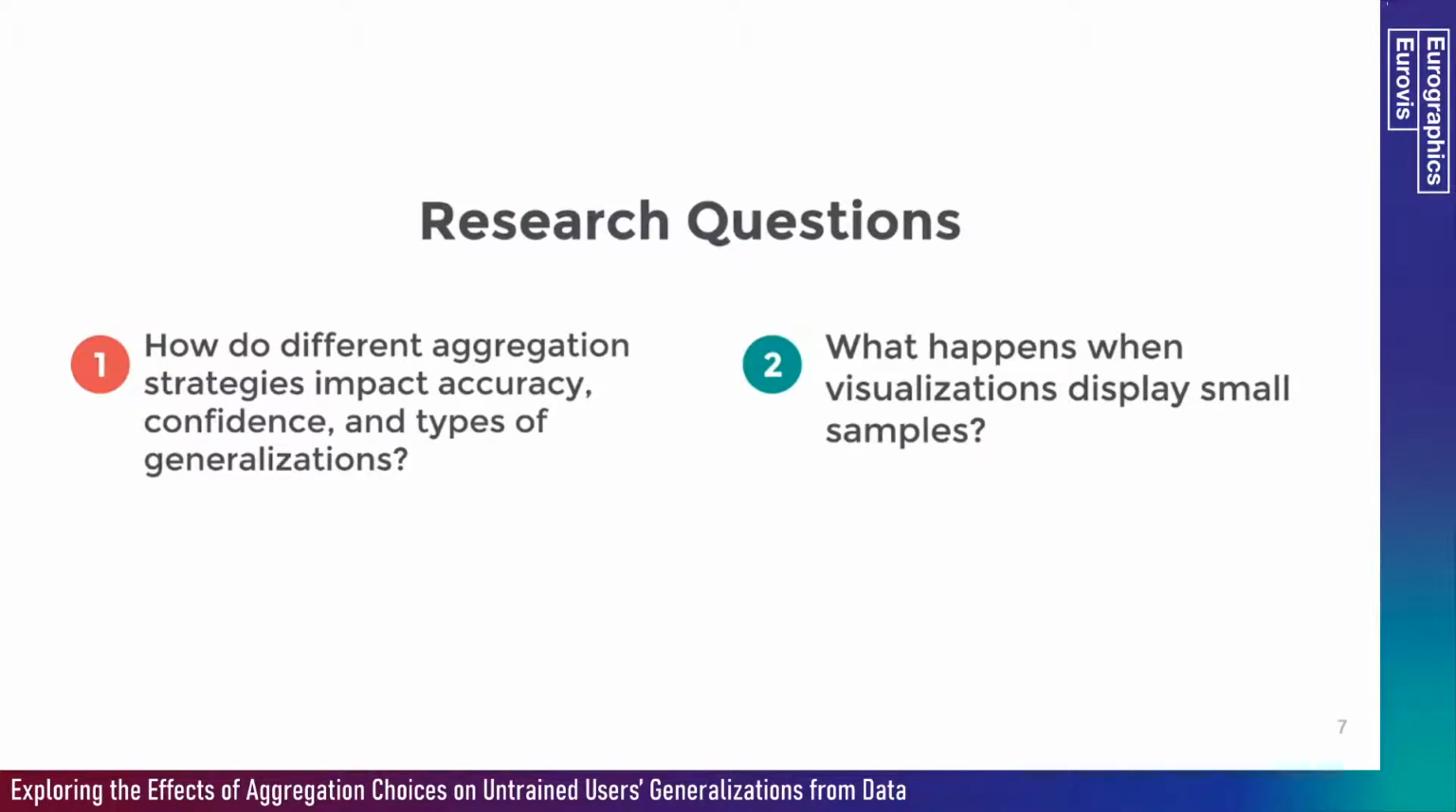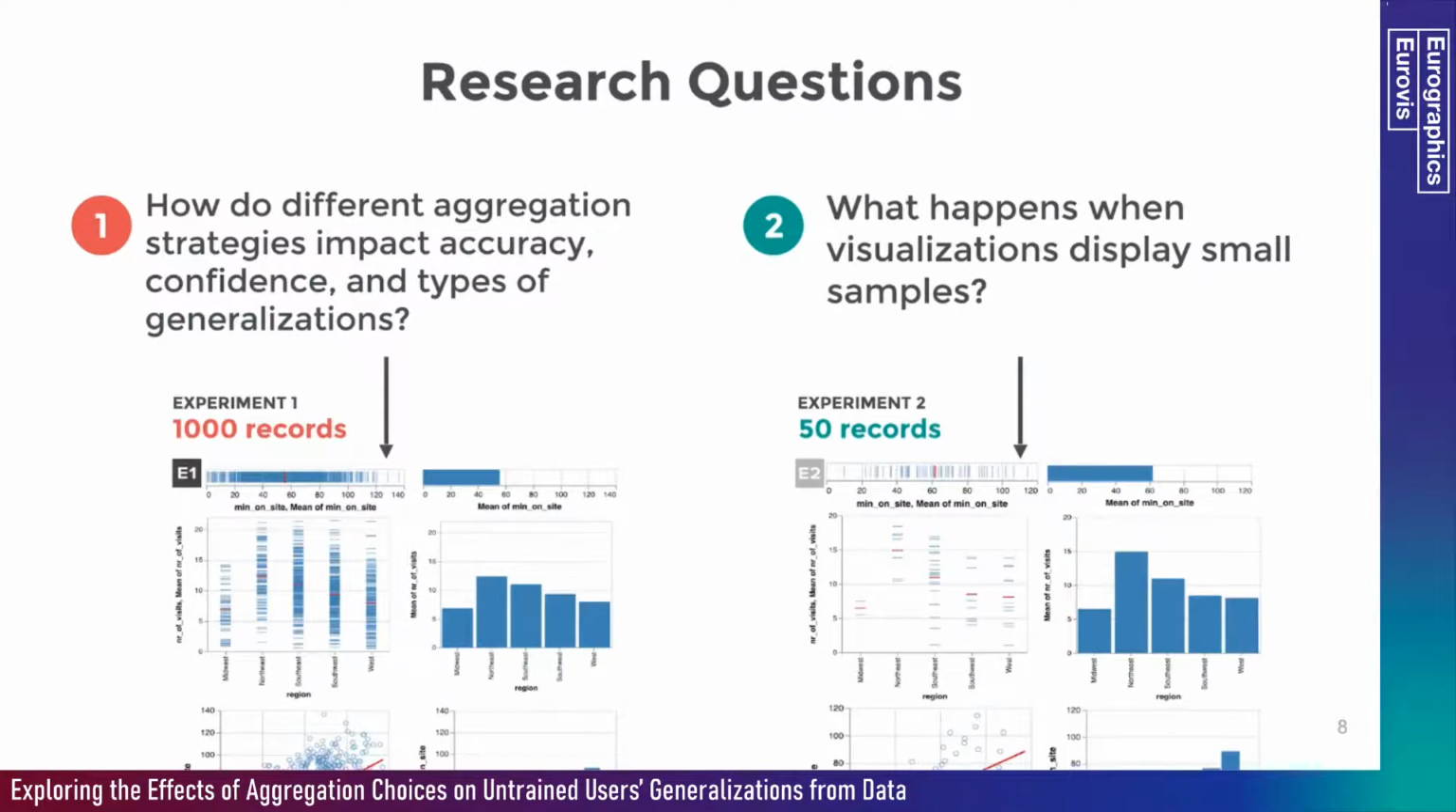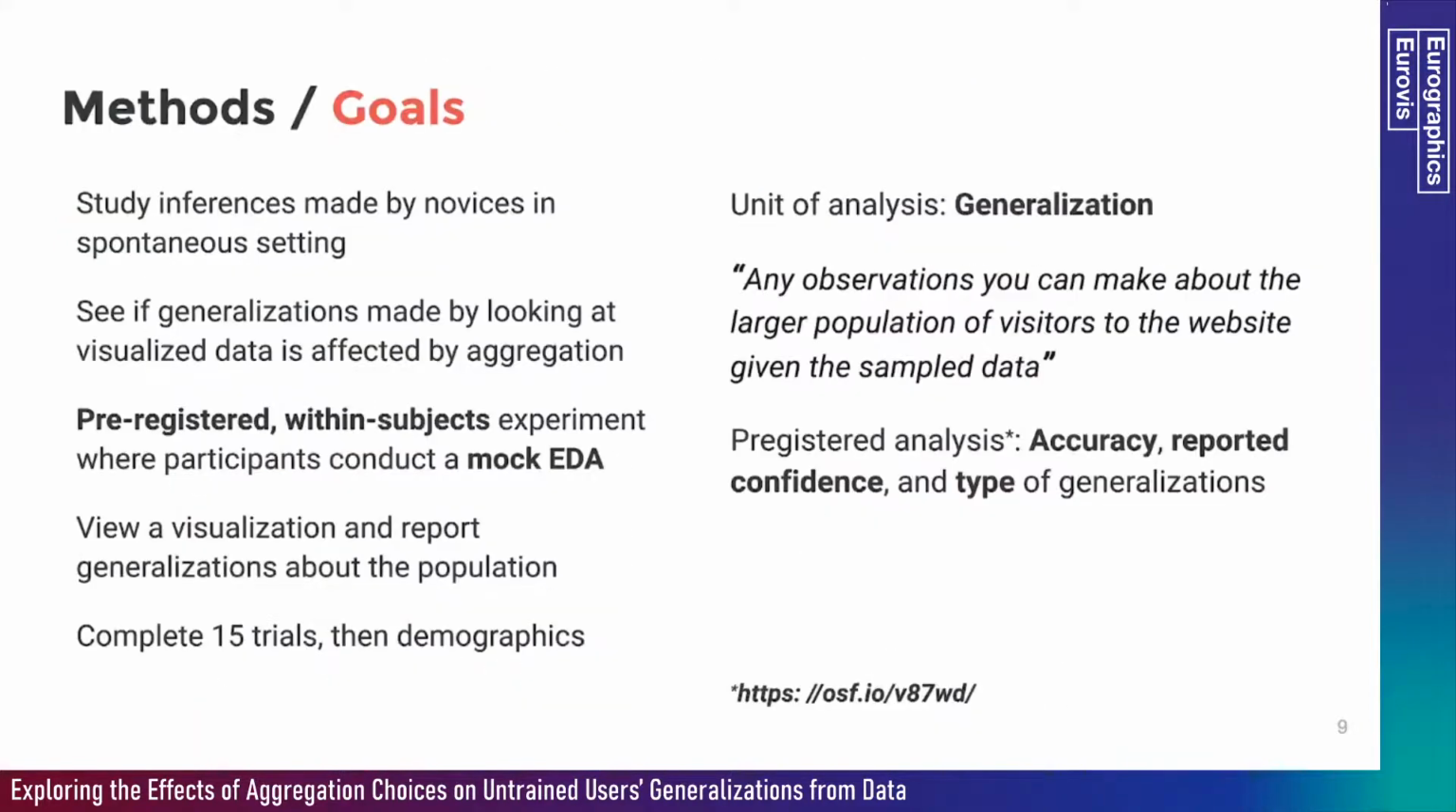We devised a pair of controlled, pre-registered experiments that target these questions. Both experiments followed the same procedure, but we varied the dataset size between experiments. In Experiment 1, we asked participants to make observations on visualizations that displayed 1,000 records of data, while in Experiment 2, visualizations only displayed 50 records.